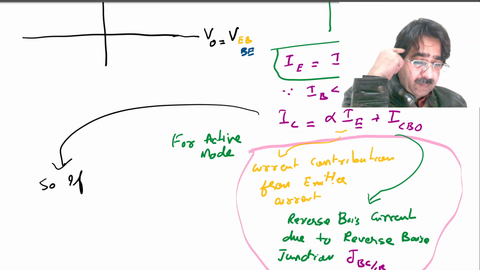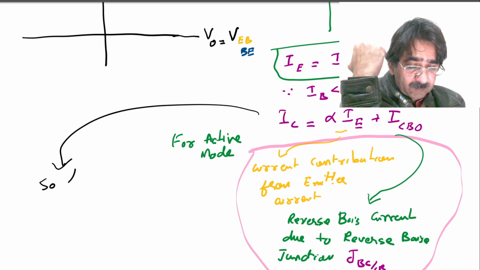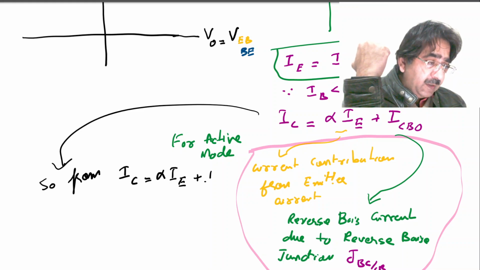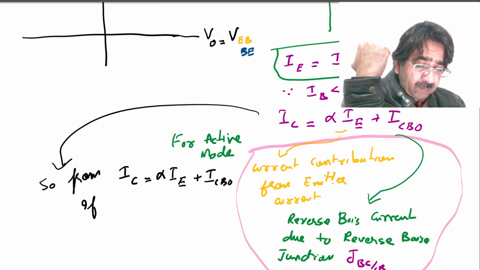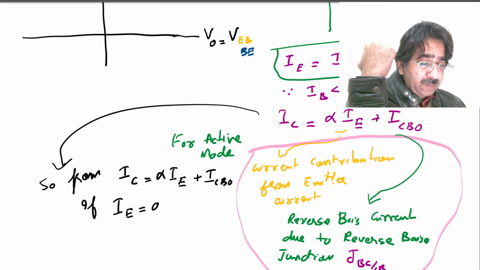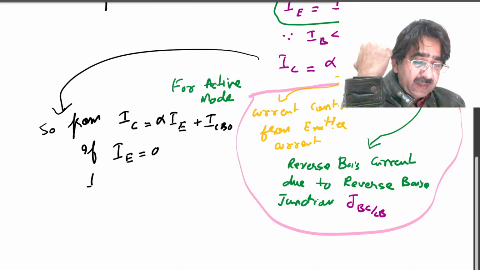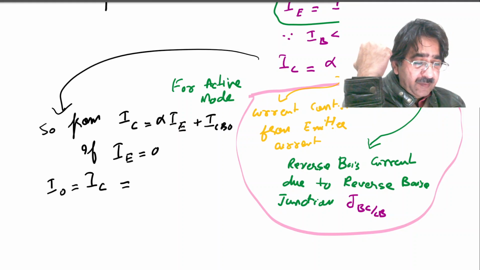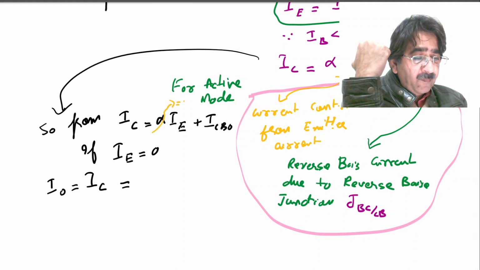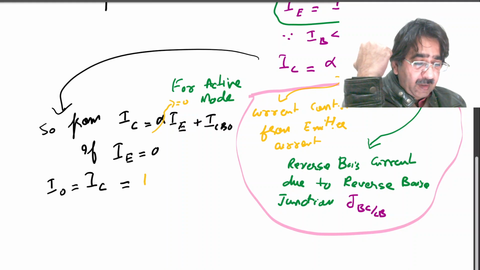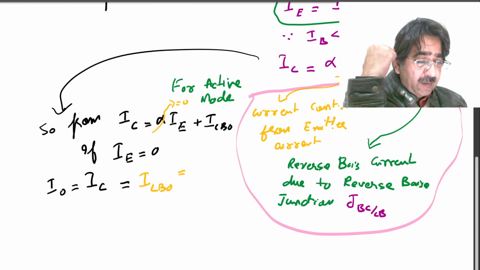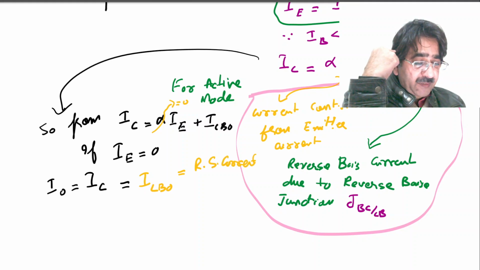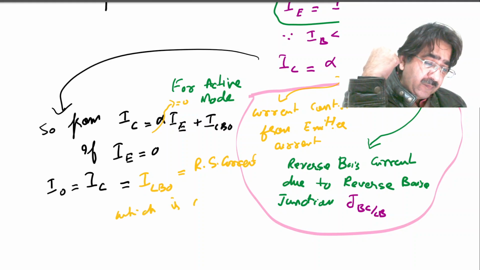So from IC equal to alpha IE plus ICBO, if IE is equal to 0, then the whole collecting current, which is the output current, will be contributed only by the reverse saturation current ICBO, because the alpha IE part will become 0.